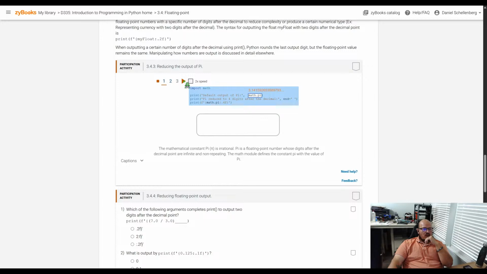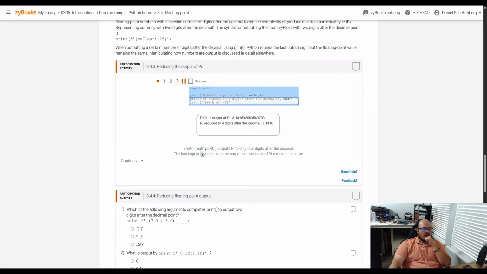The mathematical constant pi is irrational. Pi is a floating point number whose digits after the decimal point are infinite and non-repeating. The math module defines the constant pi with the value of pi. Okay, so right there. Though Python does not attempt to output the full value of pi, Python outputs 15 digits after the decimal by default.